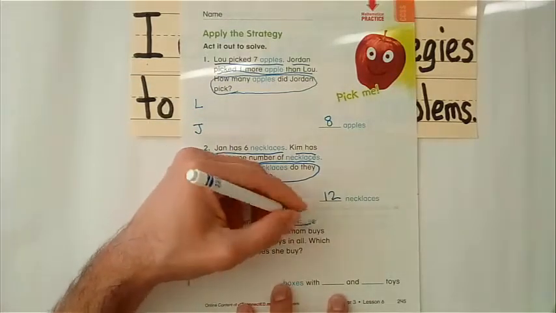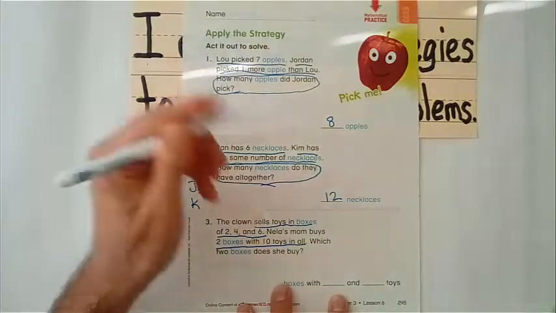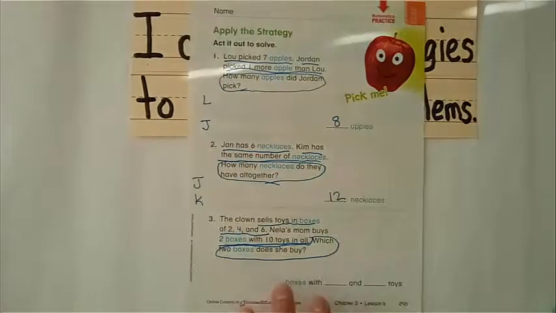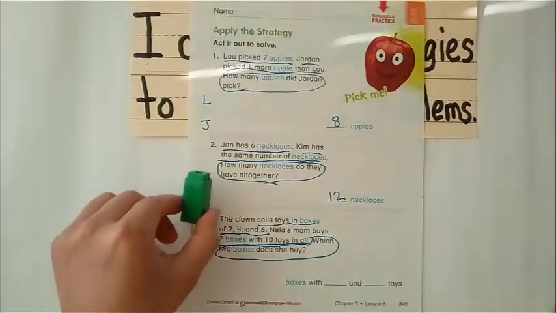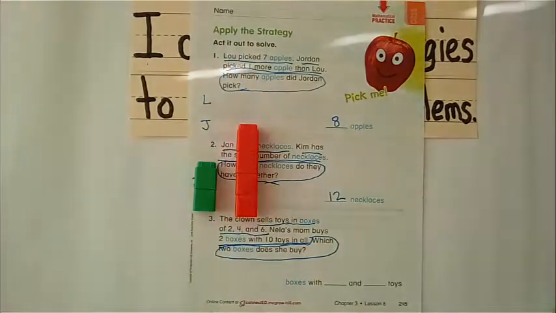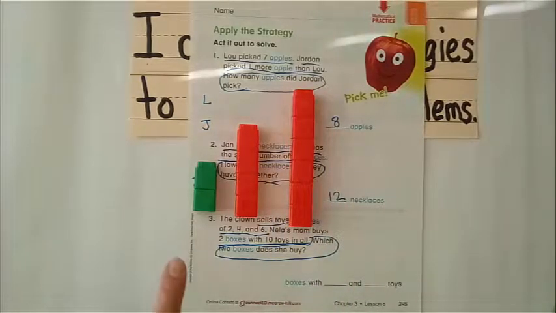Nella's mom buys 2 boxes with 10 toys in all. Which 2 boxes did she buy? Well, that's kind of a puzzle. So I know that a box can be 2, a box can be 4, or a box can be 6. So which 2 boxes make 10?